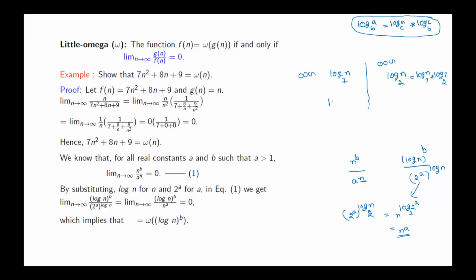Now what happens? This side, the order of growth is log n base 7. This side, what is the order of growth? What is the highest order term? Only one term. This is the highest order, but the constants we need to ignore. What are the constant coefficients here? If we ignore them, what do we get? The order of growth is log n base 7. That means both have the same order of growth.